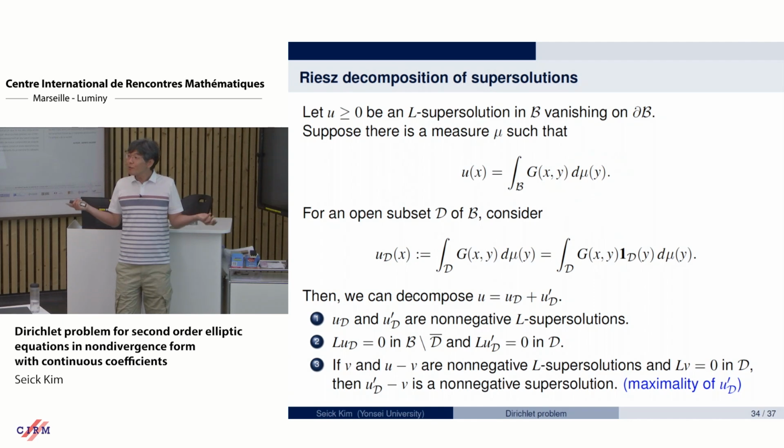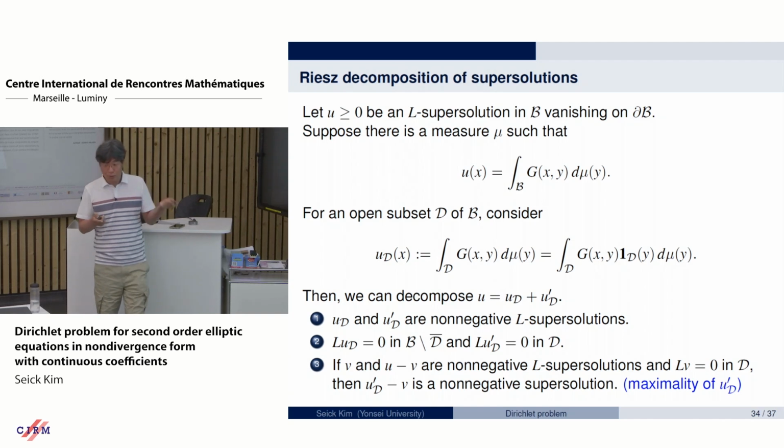If you know the value of the measure on every, say, open set, then you're okay, right? Because this measure is supposed to be a regular measure. So how do you do that? I'm going to integrate this on this set. This is D and that's B. I'm going to define this as U_D, and this gives the decomposition of U as U_D plus U_D prime.